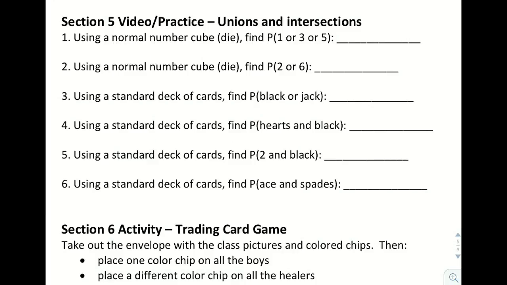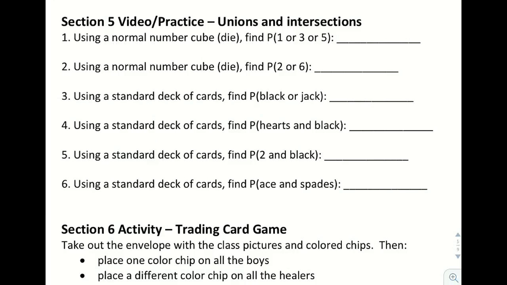So we're going to look at the words "or" and "and" in various probability situations. So number 1 here says, using a normal number cube. Whenever we say number cube in math, we're just talking about dice. And whenever we're talking about one dice, it's really called a die. We're just rolling dice, except only one of them.